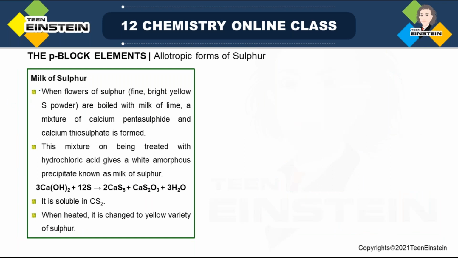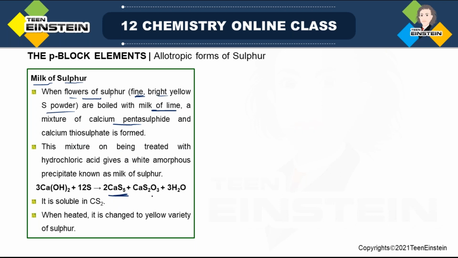The third amorphous form is known as milk of sulfur. How can we make it? When flowers of sulfur, now we are using a new term here, which is flowers of sulfur. Actually, it is nothing but fine bright yellow sulfur powder. It is called in this way. Boiled with milk of lime, that means calcium hydroxide, a mixture of calcium pentasulfide is produced. That means this one, CaS5 is produced.